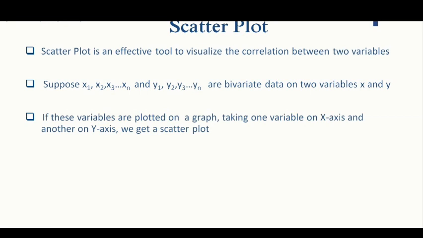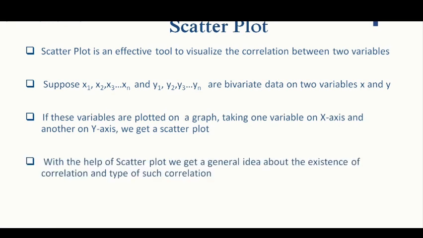If you consider these two variables on a graph and plot them, you can take one variable on the x axis and another variable on the y axis, and then you get a scatter plot. With the help of a scatter plot, we get a general idea about the existence of correlation and the type of such correlation. We will see some examples of scatter plots.